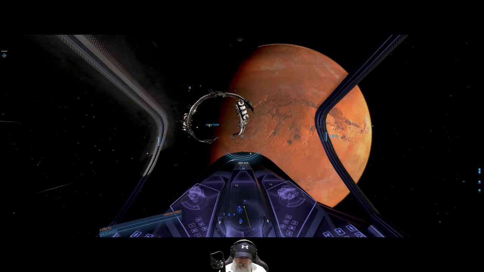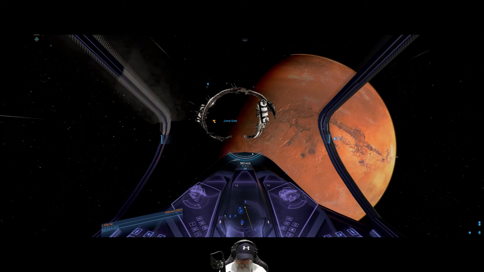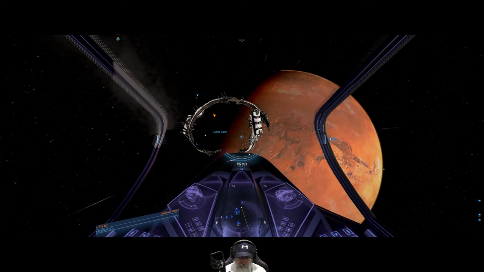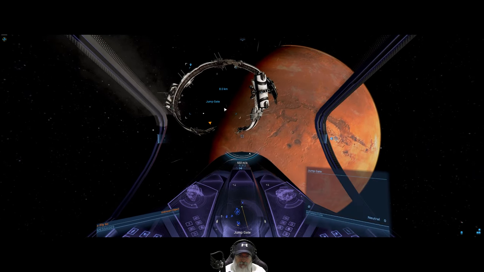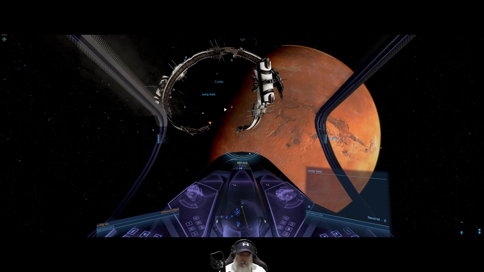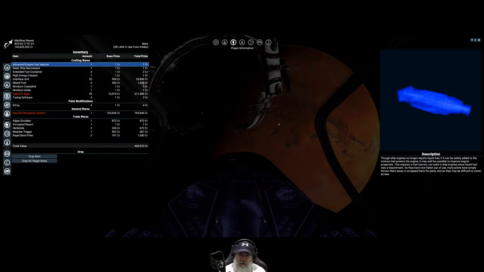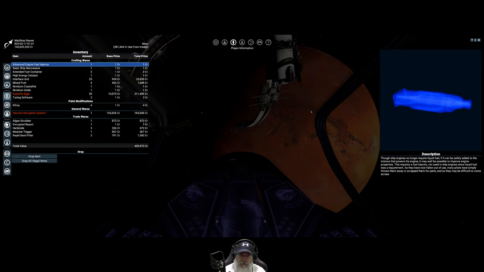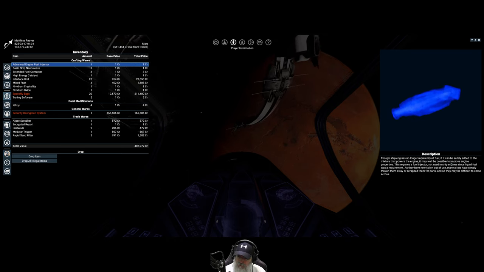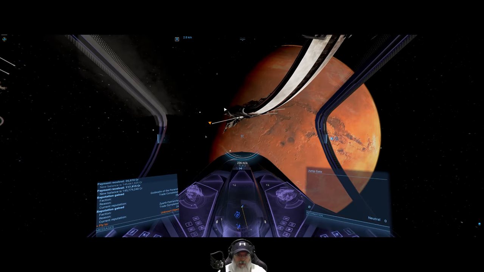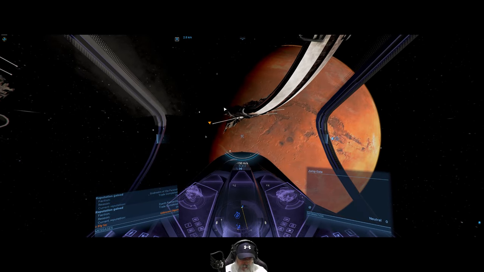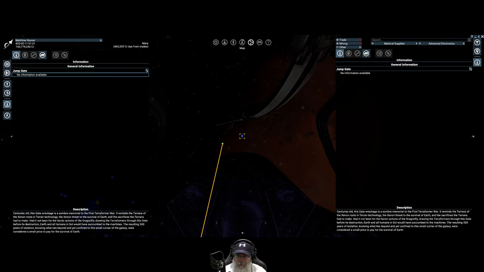Cool. This is my first time in these systems, if that wasn't already obvious. Jump gate. Does it give us any information on it? Oh, no, that's not. I think I need to do Shift I.